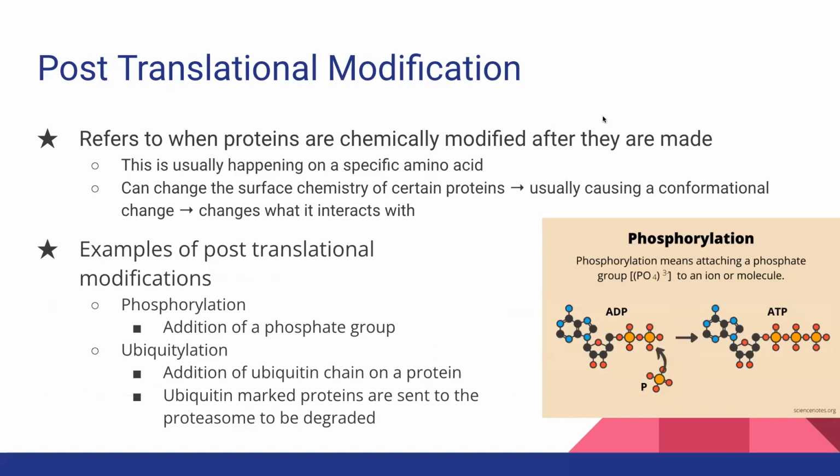And then post-translational modifications usually happen at a specific amino acid. These are some examples that we even talked about in later topics. So phosphorylation, adding phosphate groups, or tagging the protein with ubiquitin so that it can be sent to the proteasome and get degraded, like we just talked about. Can you explain again?